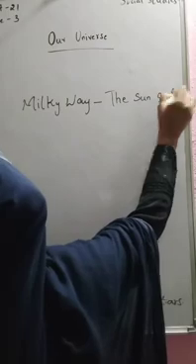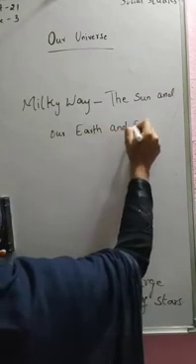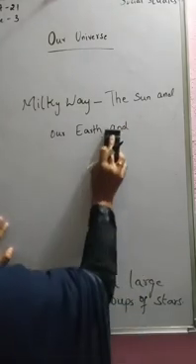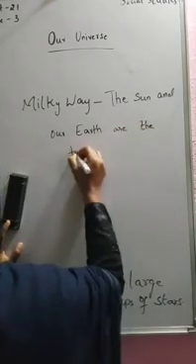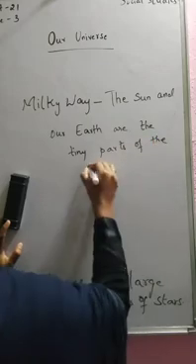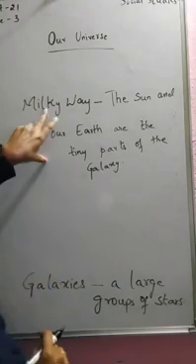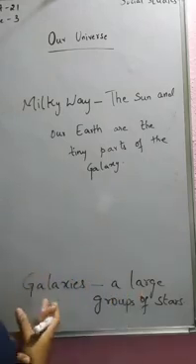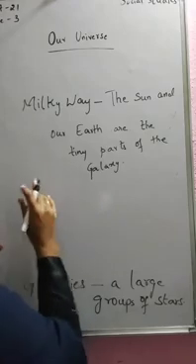The Sun and Earth are tiny parts of the galaxy. Fine. So, what is the Milky Way? The Sun and our Earth are the tiny parts of a galaxy. So, many galaxies you can find in the universe.